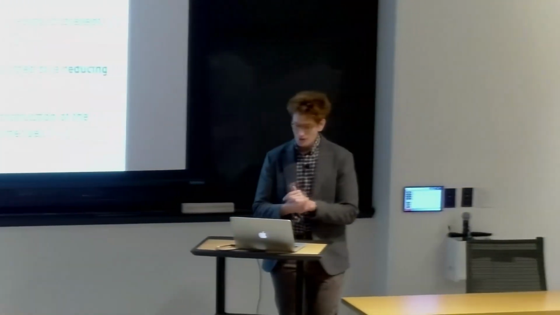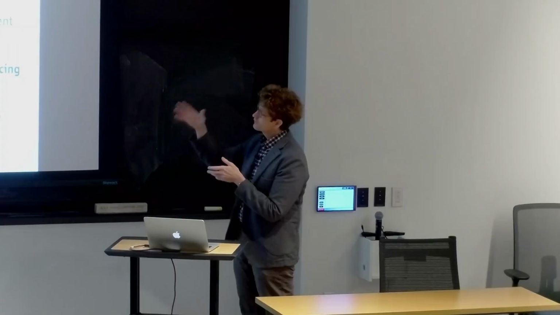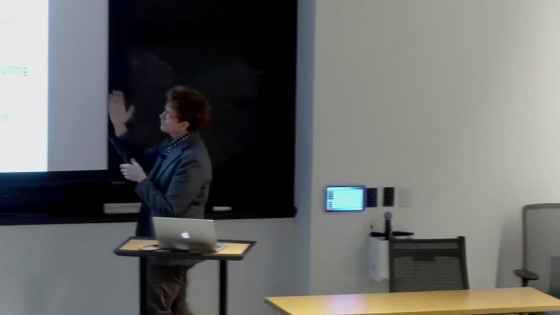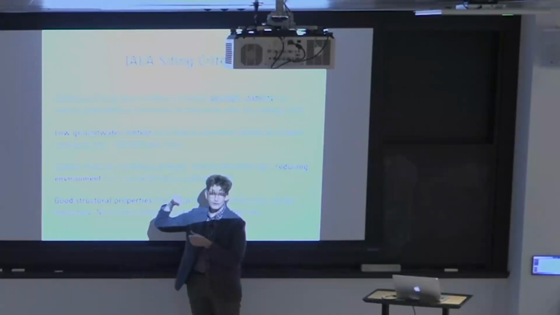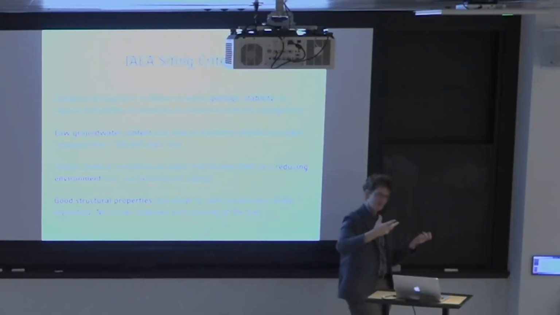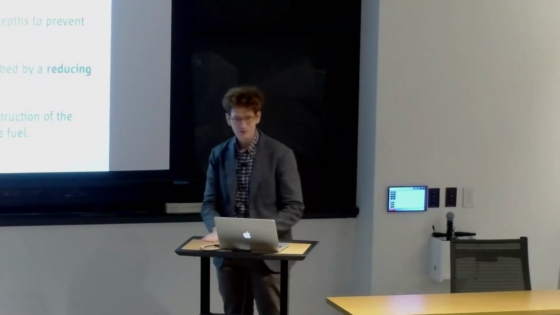Okay. So the IAEA has given these guidelines for how to find a waste repository. There should be evidence of long-term geologic stability, with reduced probability of seismicity and volcanism over the storage time. There should be low groundwater content and flow to prevent transport, over 100,000-year timescales. That's a big one. Water, of course, contains ions. Ions means corrosion. This is how things move around.